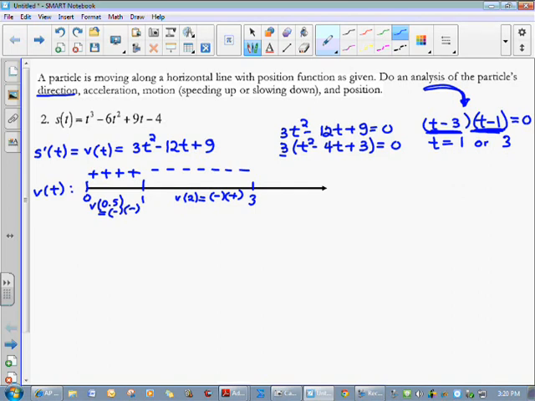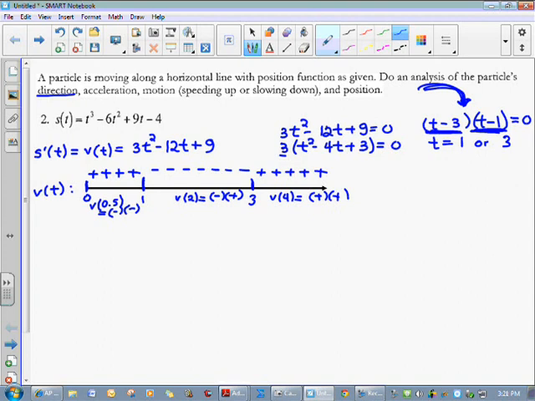And then finally, to test something to the right of 3, you can choose anything. 4 will look great. When you go back into t minus 3, t minus 1, you'll get positive 1 and positive 3, positive times positive, which of course is positive. This indicates that our particle is moving to the right. So from 0 to 1, we are moving to the right. From 1 to 3, we're moving to the left. And from 3 to infinity, the particle is continuing to move to the right. That takes care of the first analysis, the particle's direction.